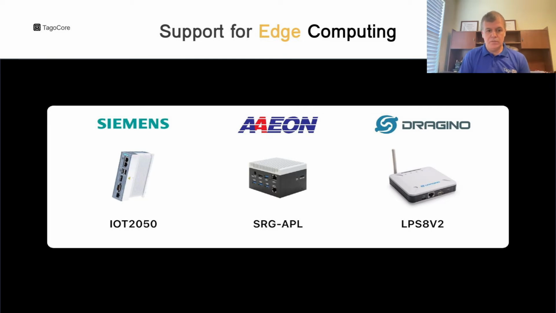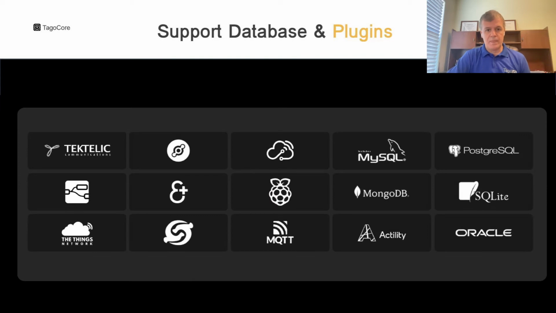So some of the hardware that we already work with are those listed here, but you can install TagoCore on basically any Linux, Windows, you can install it on your Mac computer or even the cloud. Okay, so if you're wondering how you can get this, you can see this example here, hardware from Siemens or Aeon or even Dragino that combine the LoRa with other hardware. You can install them and run locally.